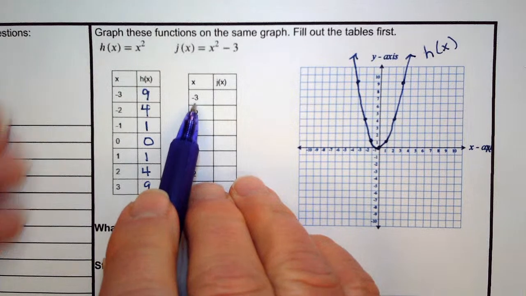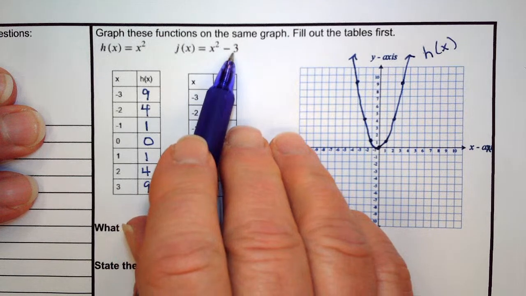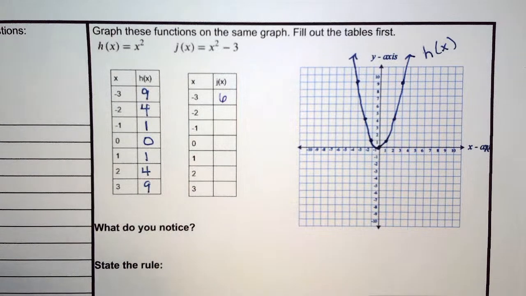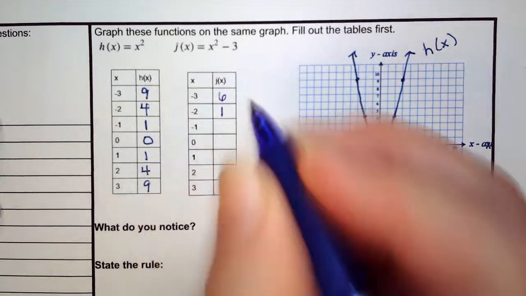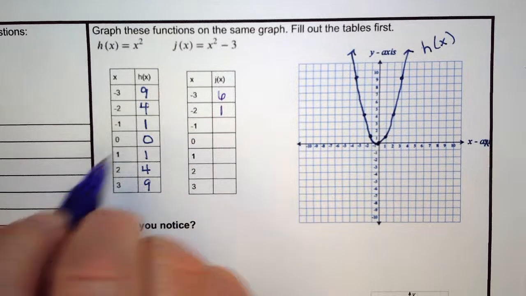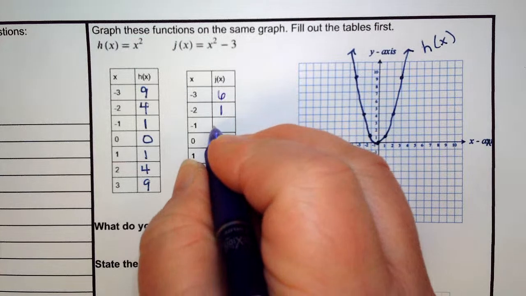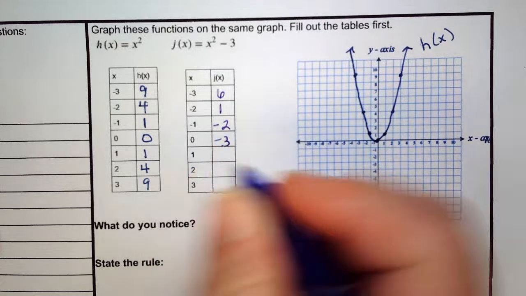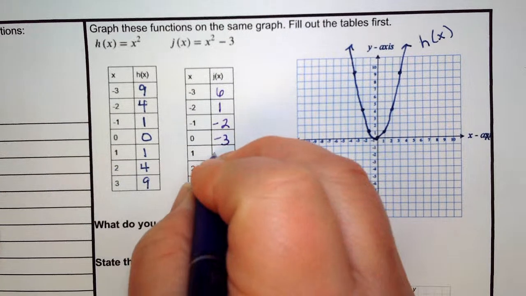So I've got negative 3 squared, that'd be positive 9. Positive 9 minus 3 is 6. Negative 2 squared is 4. 4 minus 3 is 1. Negative 1 squared is 1. 1 minus 3 is negative 2. 0 squared is 0. 0 minus 3 is negative 3. 1 squared is 1. Minus 3 is negative 2.